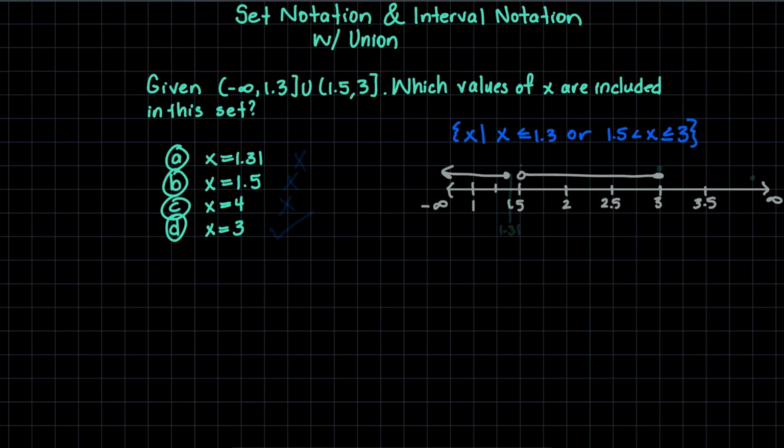Okay, 1.31. 1.31 is going to be on the right side of 1.3. That's not in our set. 1.5 is right here, but we know 1.5 is not included in our set. It's our endpoint that's not included. 4 is here, not included in our set. And 3 is here, which is an endpoint but is included in our set. So the only number here that's included in our set is 3.